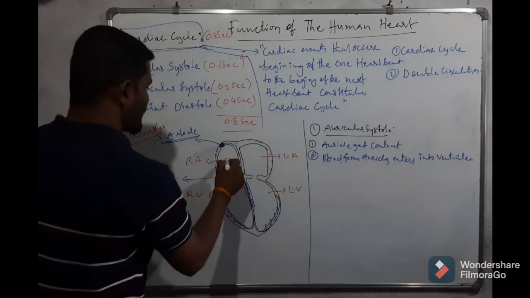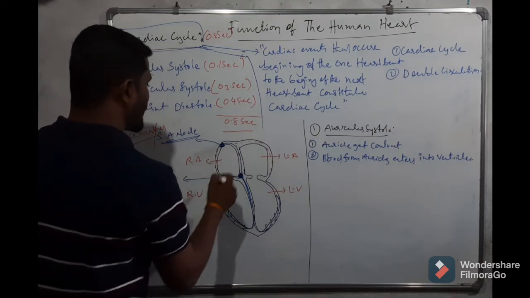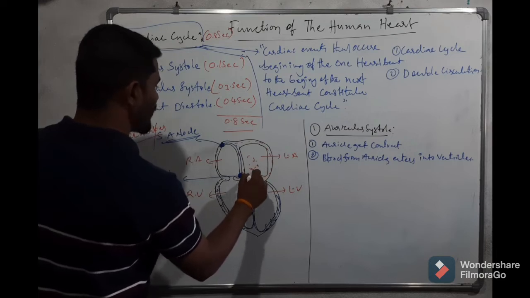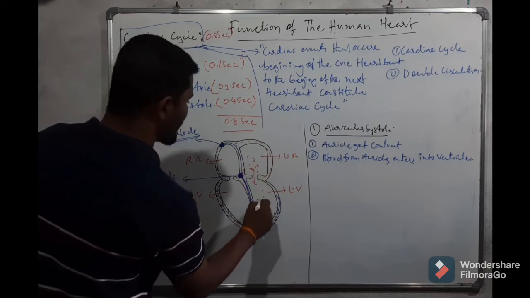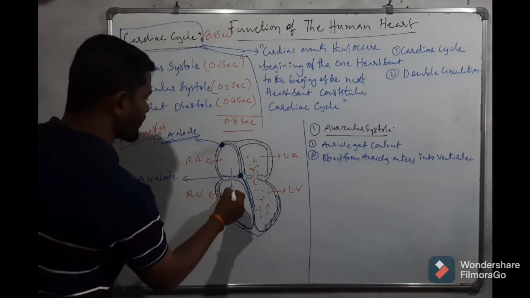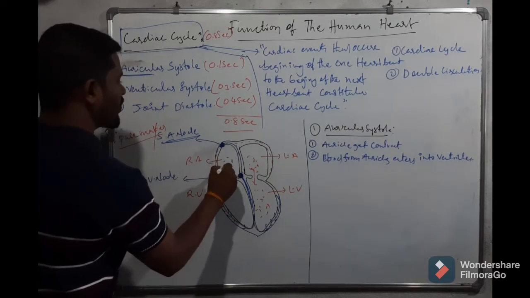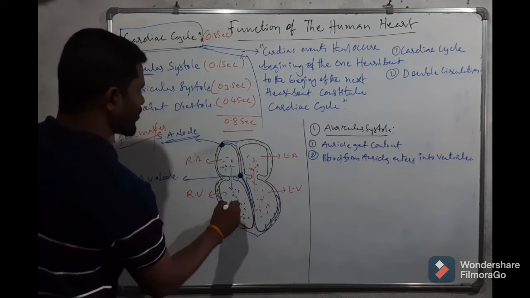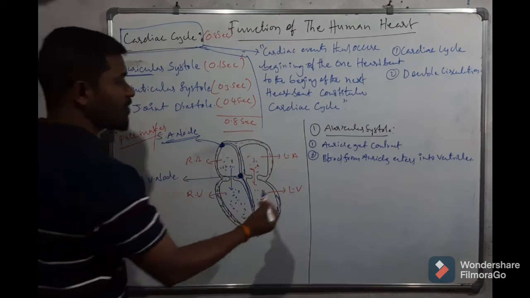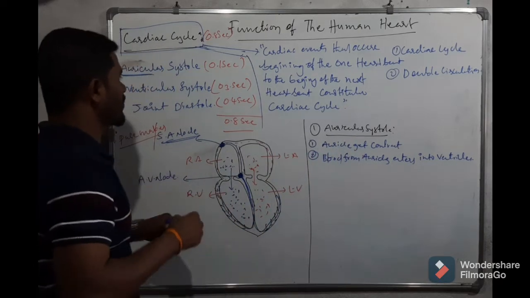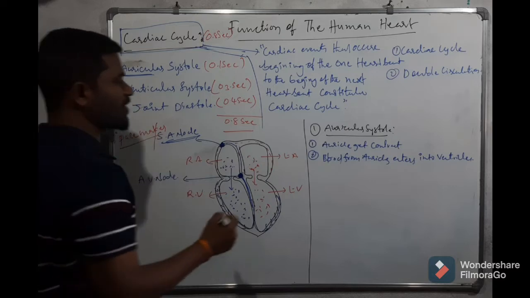The deoxygenated blood present in the right auricle gets into the right ventricle, and the oxygenated blood enters the left ventricle, at the time of auricular systole. Next, let's discuss the second one, the ventricular systole.